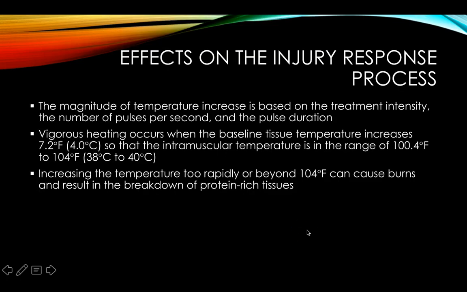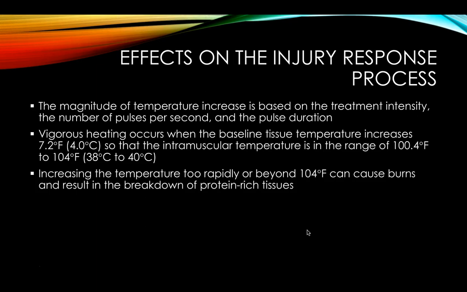Okay, so like we've done for the other modalities, let's talk about how diathermy affects the injury response process in very specific ways. So the temperature increases are based on the treatment intensity. Again, usually our high pulse rates and our high pulse widths give us the energy needed to increase the tissue temp. Vigorous heating occurs when the baseline tissue temperature increases between 3 and 4 degrees Celsius. So that intramuscular temperature is in the range of somewhere 38 degrees to 40 degrees Celsius.